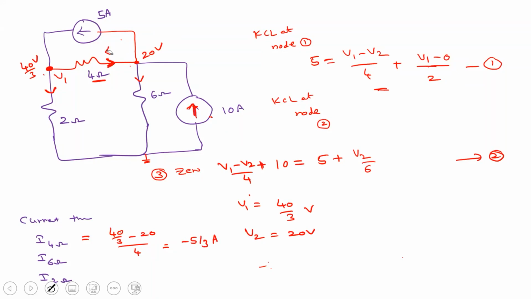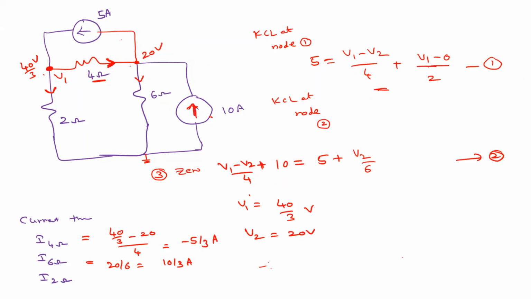So what is the current through the 6 ohm resistor? 20 by 6, so that is 10 by 3 amperes. Okay, that means it has a positive sign, meaning it is in the same direction.